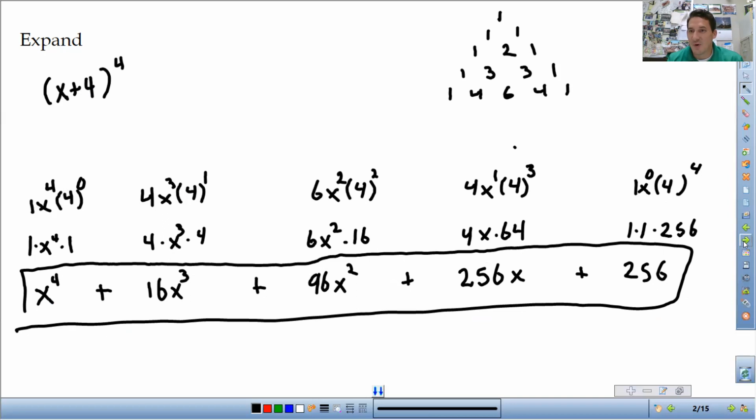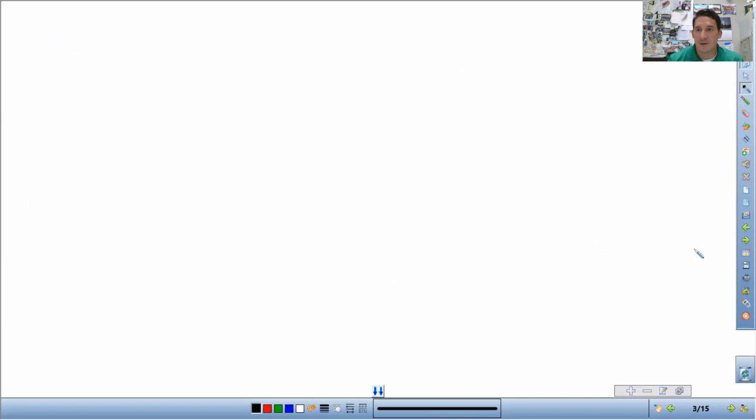Let's look at an example with a negative. All right, so x minus 2 to the fifth.